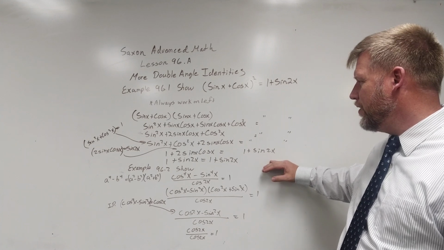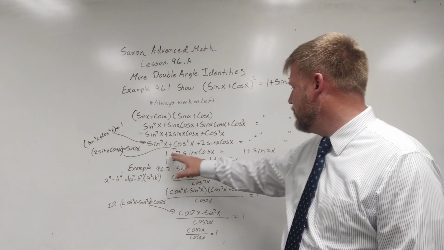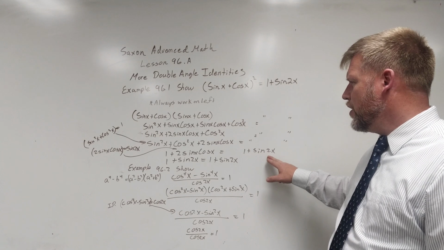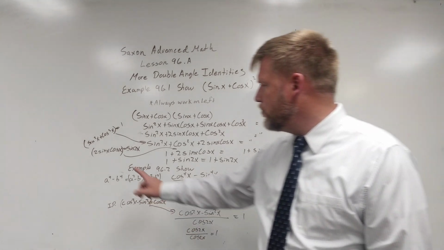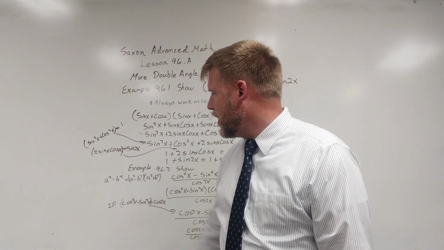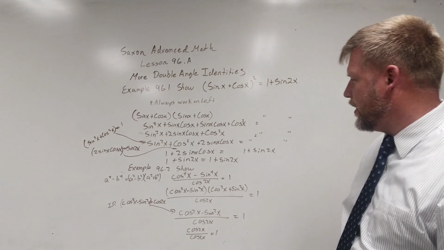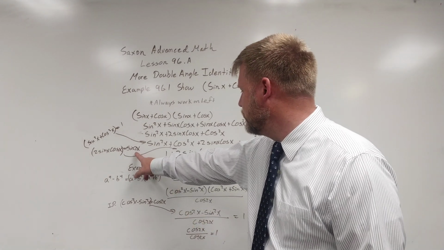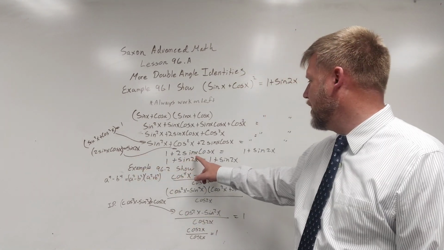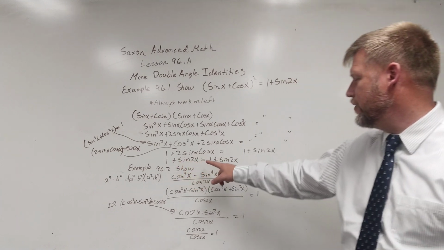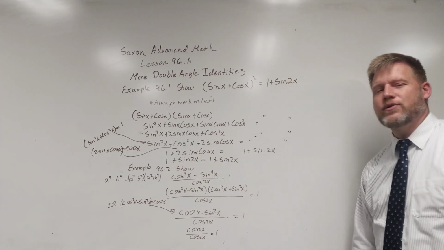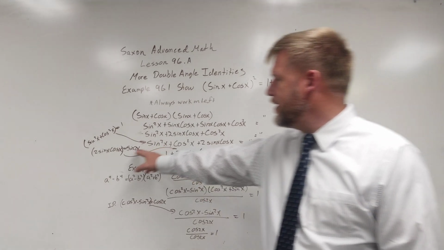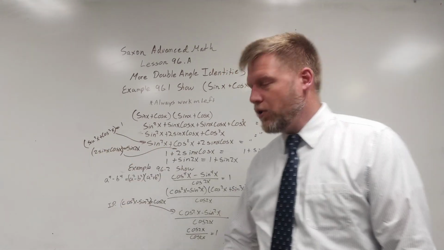I'm not quite there, but I realize that this is getting really, really close to this. So what's our other identity? Well, we also know that 2 sine x cosine x is the same as sine of 2x. So if I plug that in, I end up with 1 plus sine 2x equals 1 plus sine 2x. So these are using our identities. We use these two identities to solve this out.